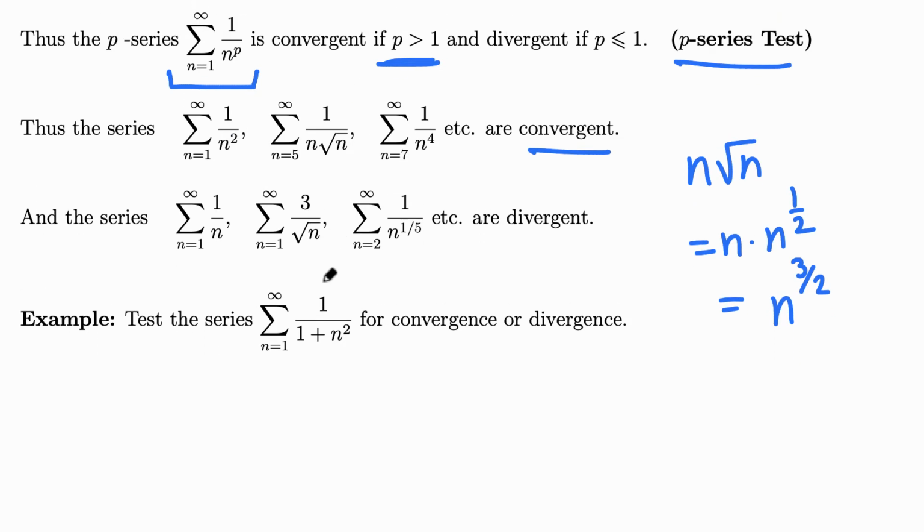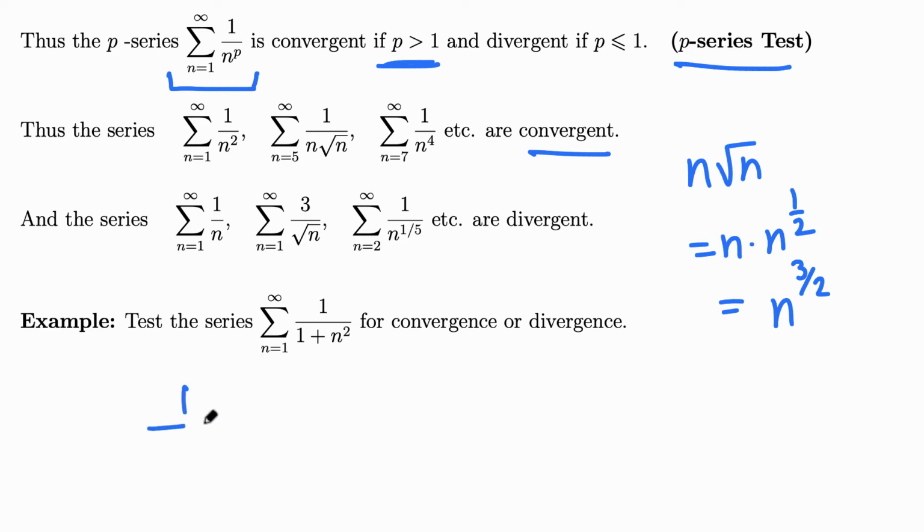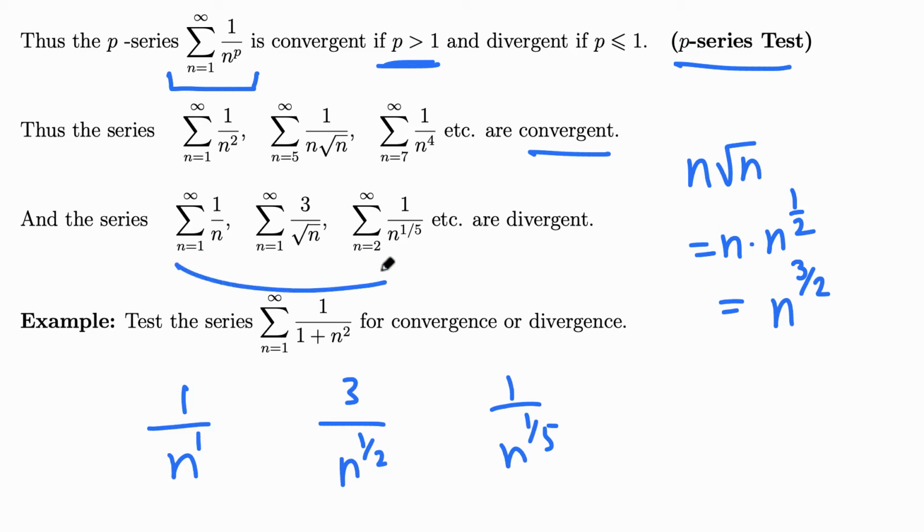In the same way, if we have 1 over n, that means n raised to 1. 3 over root n means n raised to 1/2. And 1 over n raised to 1/5. All these powers are 1 or less, so these series are divergent. We know the name for this one, we've seen it a long time ago. This is called the harmonic series. That's the most popular divergent series.